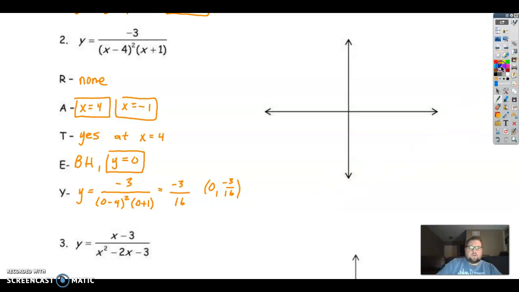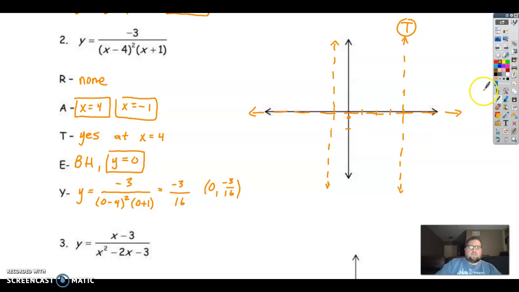All right, so let's put this stuff on our graph over here. So we've got x equals negative 1 as an asymptote. X equals 4. And then remember, x equals 4 has a togetherness there, so I'm going to put a T above that one. Y equals 0, our x-axis, is the horizontal asymptote. And 0 and negative 3/16, which is about a fourth, a little less.